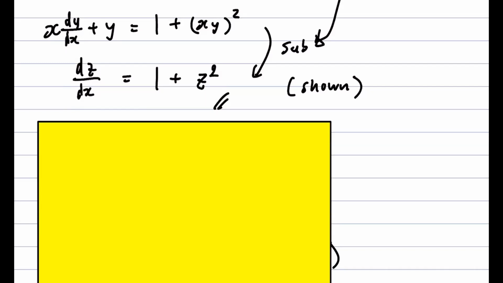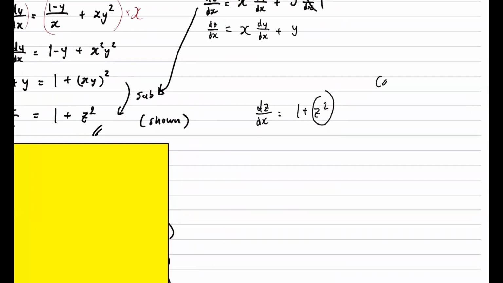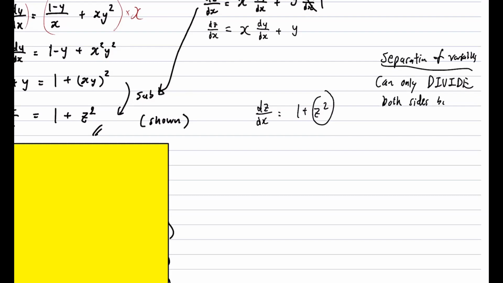Not very smart move. Not very good. Because you see, if you bring over, let me show you why it doesn't work. You want to bring over the z square only. The only operation you must remember in separation of variables, so I should write down, can only divide both sides by f of y.